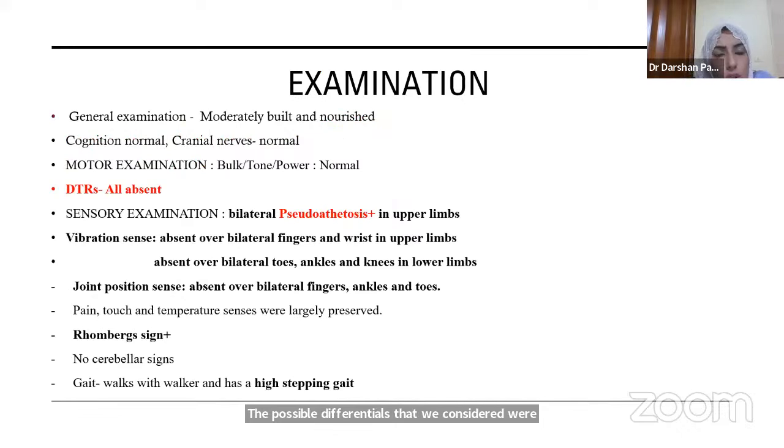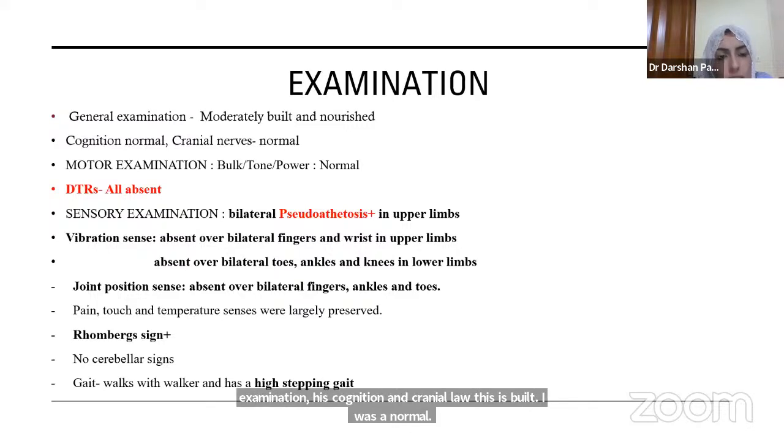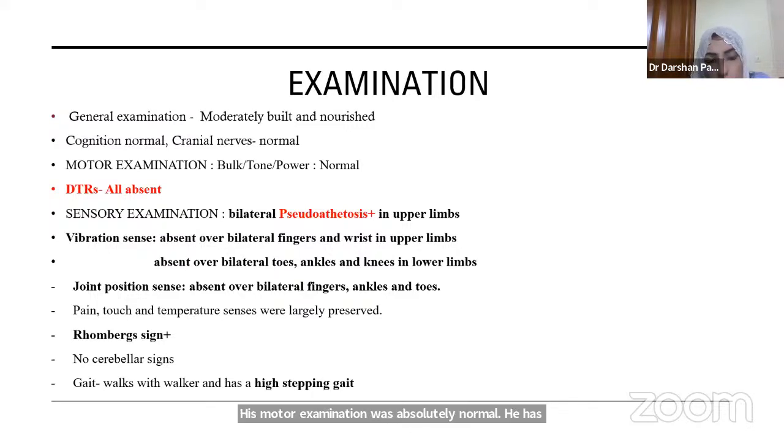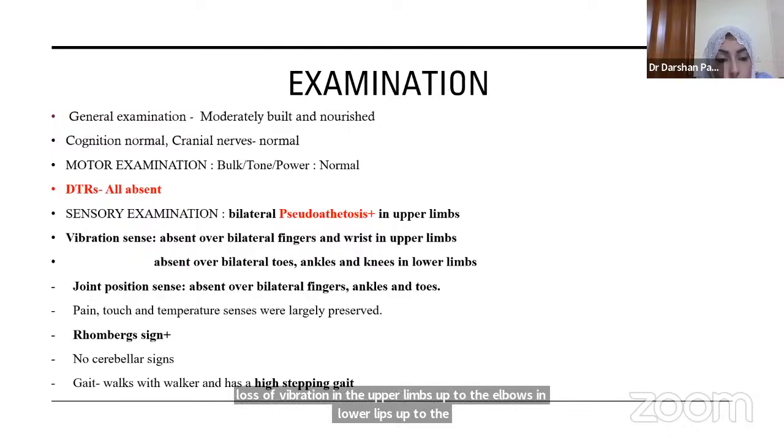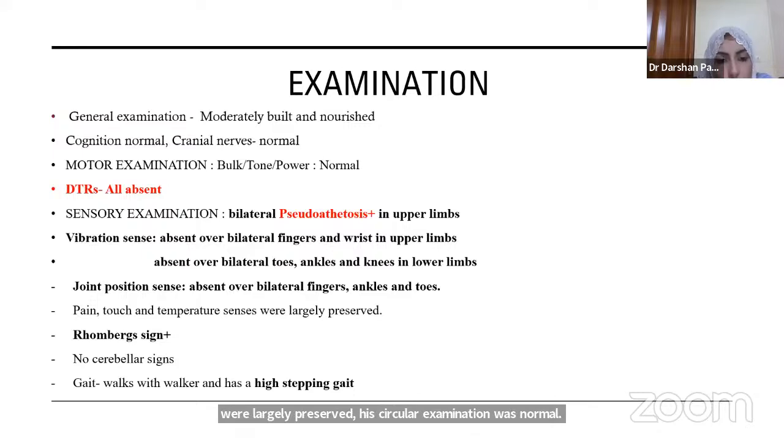On examination, his cognition and cranial nerves were normal. His motor examination was absolutely normal. He has generalized areflexia. On sensory examination, he had pseudoathetosis and severe proprioceptive loss, with loss of vibration in the upper limbs up to the elbows and in the lower limbs up to the knees. His Romberg's was positive, but his pain, touch, and temperature sensations were largely preserved. His cerebellar examination was normal. He was not able to walk on his own, but he managed to take a few steps with a walker, and we noticed that he had a high steppage gait.